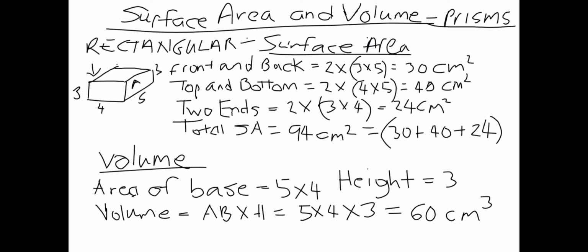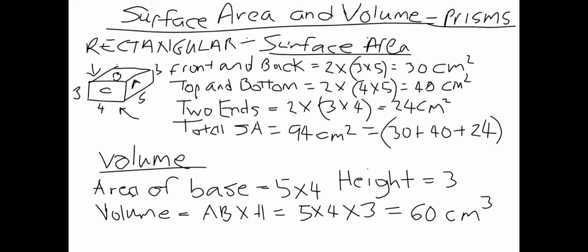Top and bottom, we're going to call that the B section. And we know the bottom is underneath here somewhere. So top and bottom will be 2 times 4 times 5. And we already see the 4 on the side and the 5. So those are the dimensions for the top and the bottom. So that will be 2 times 4 times 5, which will be equal to 40 centimeters squared.